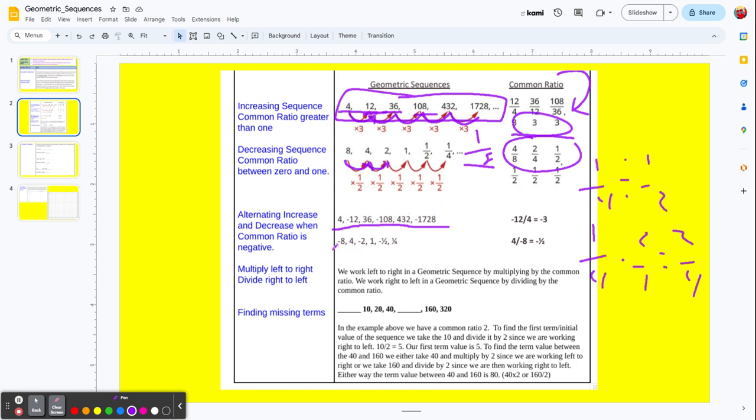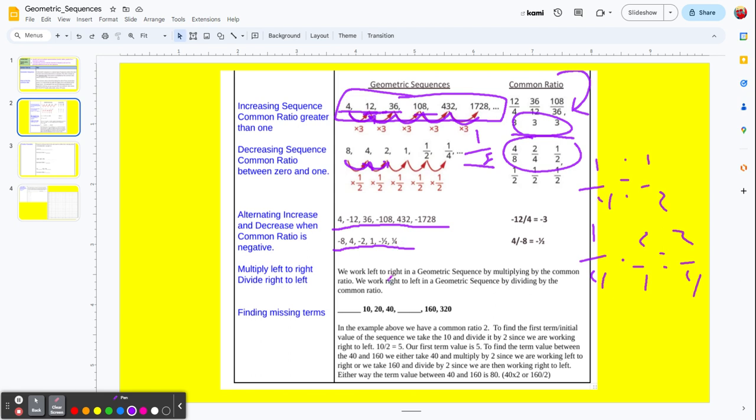Okay, same thing with the one that's decreasing here. We can start with the initial term. The initial value could be -8 instead of a positive number. It's negative to start with. So -8 times -1 half is +4, times -1 half is -2, times -1 half is +1, times -1 half is -1 half, and -1 half times -1 half is +1 fourth, and so on.